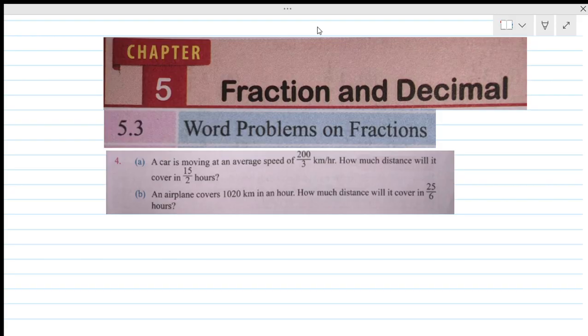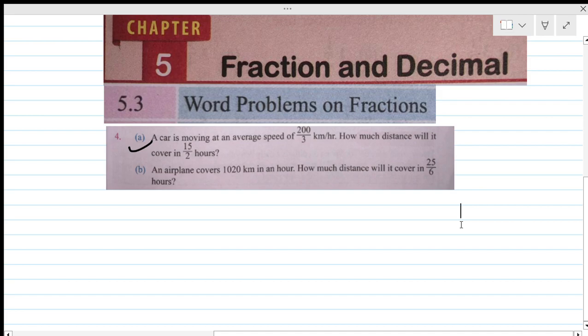I'm continuing from number 4 of this topic, fraction and decimal of grade 7 mathematics. It's of the unit of 5.3. Now up to number 3 I have explained in the earlier video. Now I'm continuing from number 4. So in number 4 first, what is here?